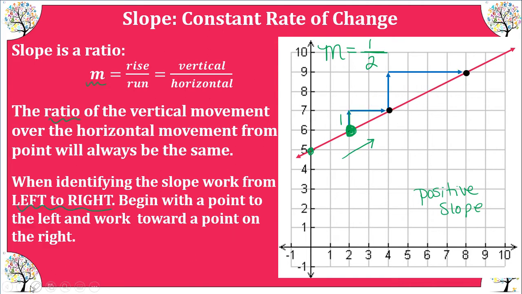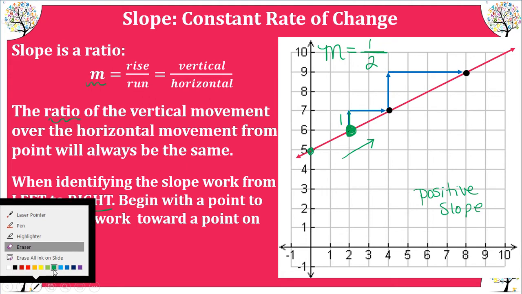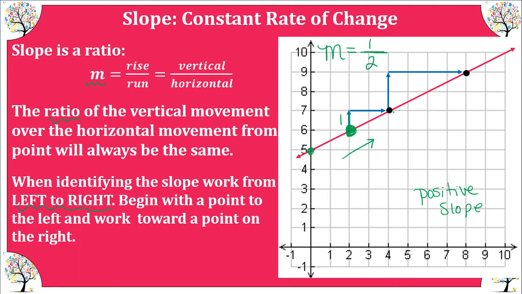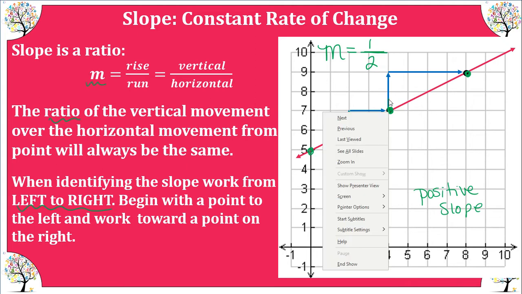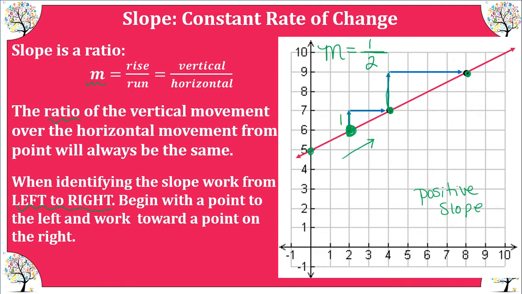And let's say that we chose this point and this point. So we would calculate the rise first. So I go up 1, 2, and then to the right, run 1, 2, 3, 4 units. So that would be my slope, rise over run, but look how it simplifies to 1/2.